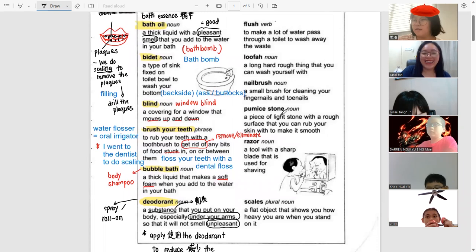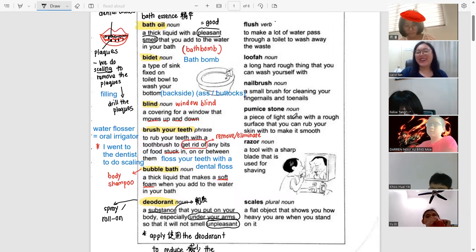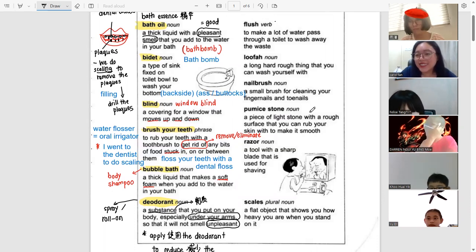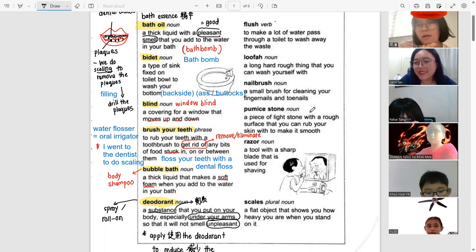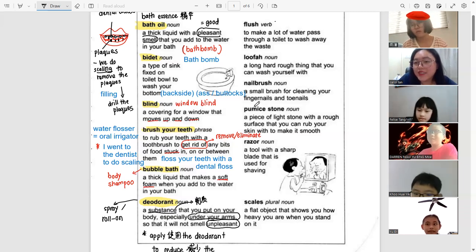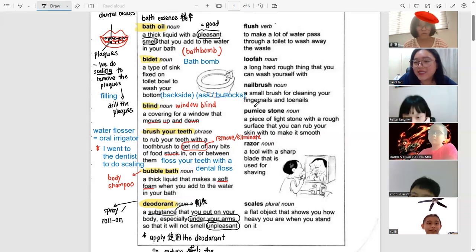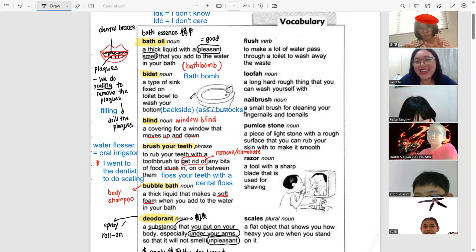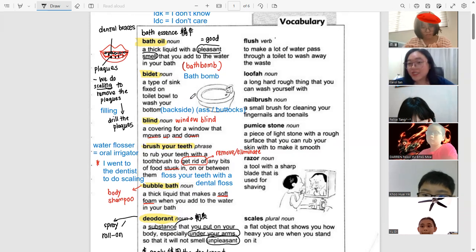Right, do you use it? Do you use deodorant? Sometimes. I use it sometimes. What about you? I don't use it. But do you have one at home? Yes. Who uses it? My mom and dad use it. They share one now. Sometimes you can, because you don't want to waste money. One is also quite expensive, like 18 ringgit for one.